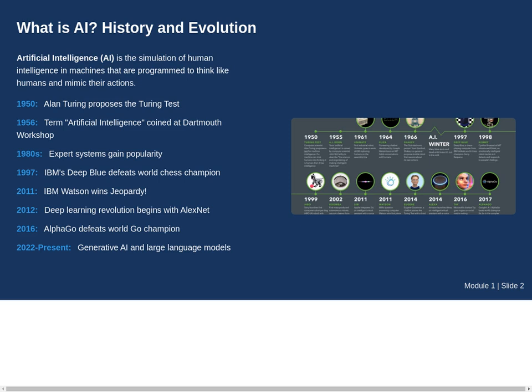In the 1980s, expert systems gained popularity. In 1997, IBM's Deep Blue defeats world chess champion Garry Kasparov. In 2011, IBM Watson wins Jeopardy! In 2012, the deep learning revolution begins with AlexNet. In 2016, AlphaGo defeats world Go champion Lee Sedol. From 2022 to present, we've seen the rise of generative AI and large language models.